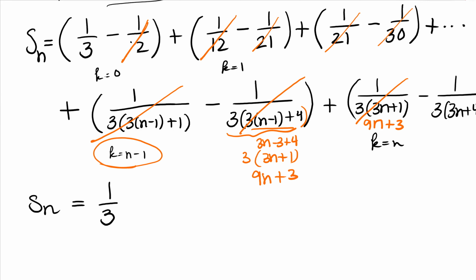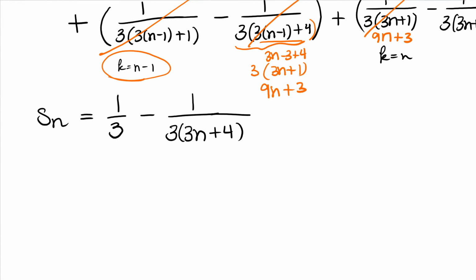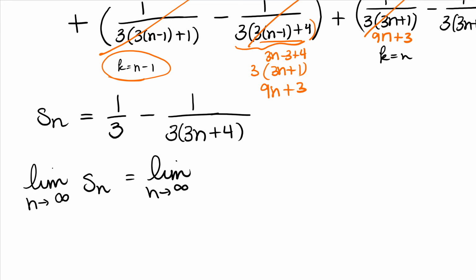So what do I get? I get 1/3 minus 1 over 3 times 3n plus 4. I'm glad I left the 1/3 in there. I know that that's my nth partial sum. To find if this series converges, I take the limit of the nth partial sum. I want to say it's good news, but it doesn't matter if we converge or diverge. I just feel like when it converges, I've done the work for something at least. It converges to a number.